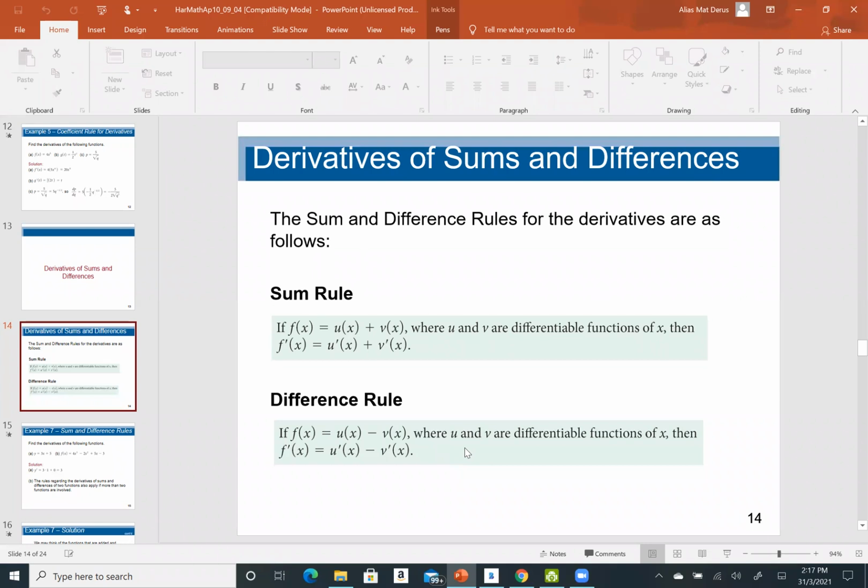One by one. You differentiate u, and then you differentiate v. So you differentiate each of the terms and maintain the sign, here it is a plus sign because it's a sum. So if you have u plus v, then it becomes u prime plus v prime.